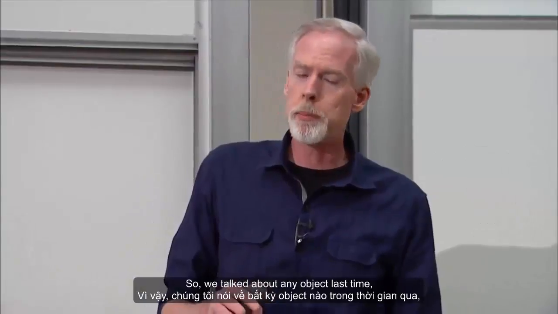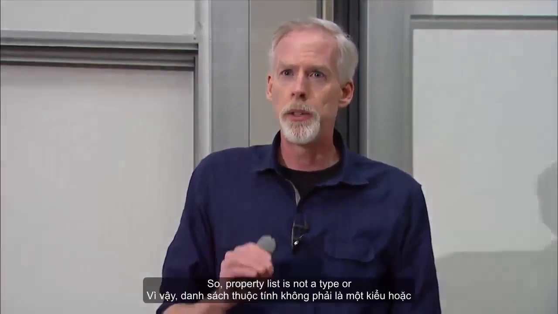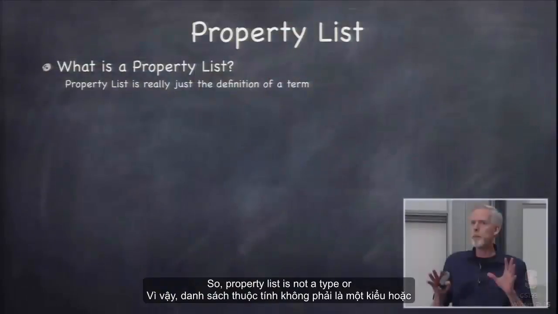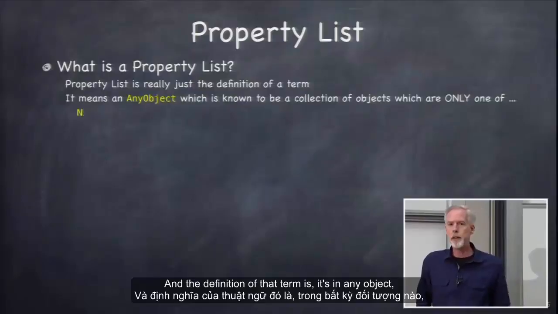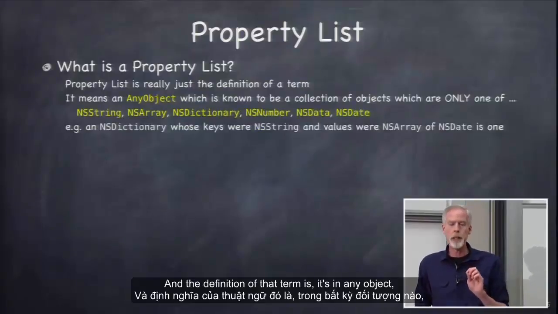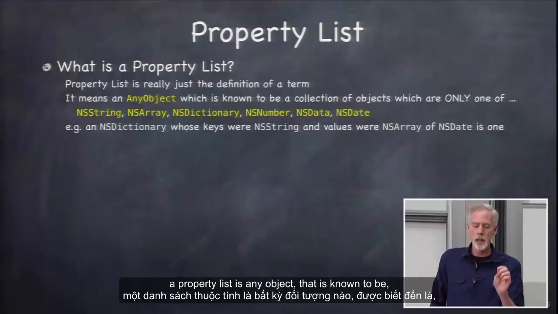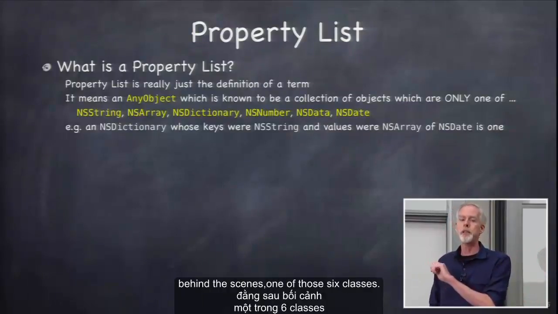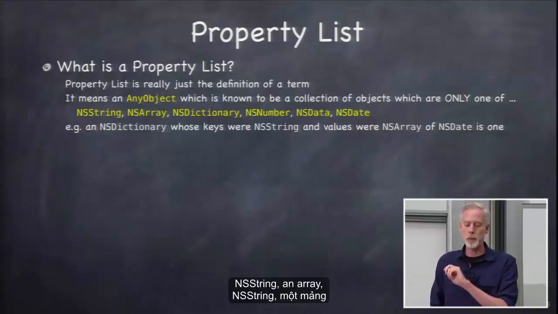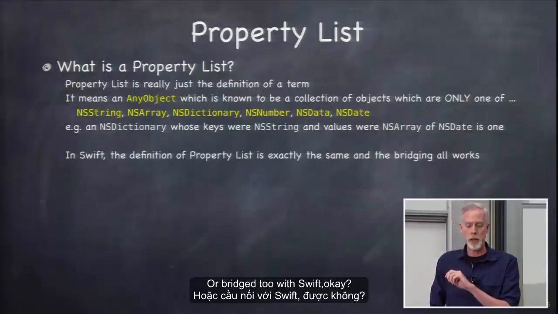All right, so we talked about AnyObject last time, and I'm going to talk about a use of AnyObject, which is called property list. So property list is not a type or anything like that. It's just a term that we use, and the definition of that term is it's an AnyObject. A property list is any object that is known to be, behind the scenes, one of those 6 classes: a string, an array, dictionary, number, data, and date. Or bridged to with Swift, okay?